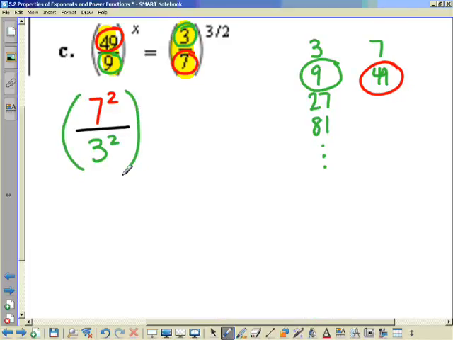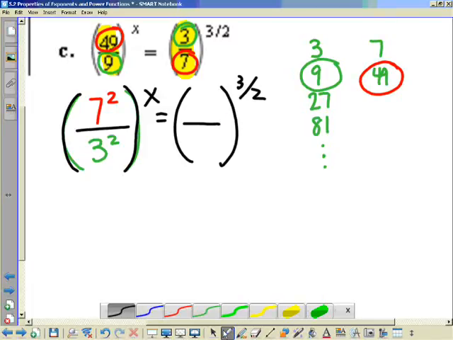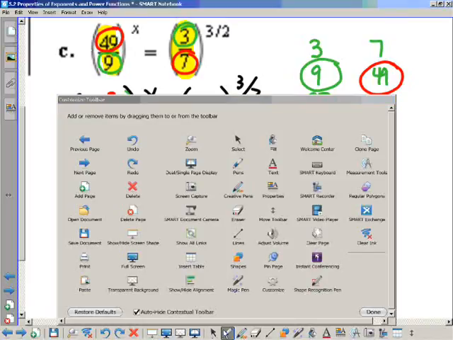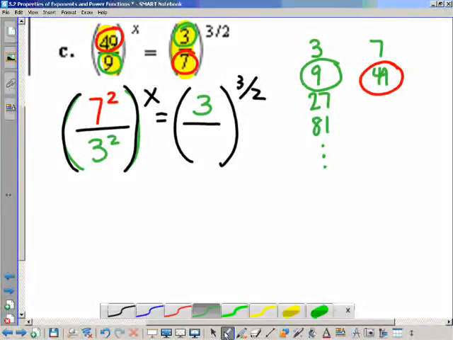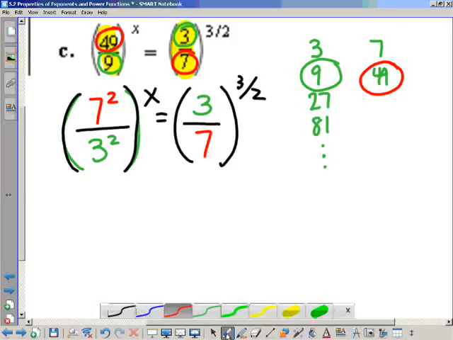I still have the parentheses with the x outside, the parentheses with the 3/2 outside. Inside here, I still have my 3 over 7 with the 3 on top and the 7 on the bottom. And that's pretty significant because the 3 is on top and the 7 is on the bottom on the right side. But on the left side, they're flipped. The 7 is on top and the 3 is on the bottom. So I'm going to fix that in the next line as I proceed.